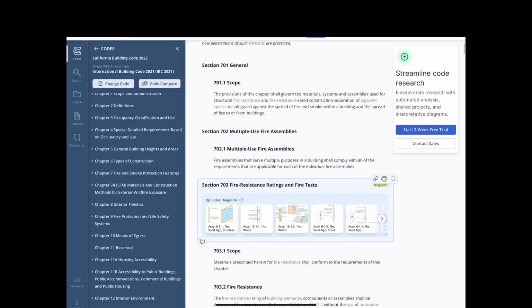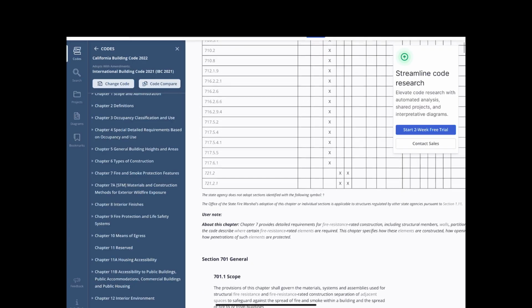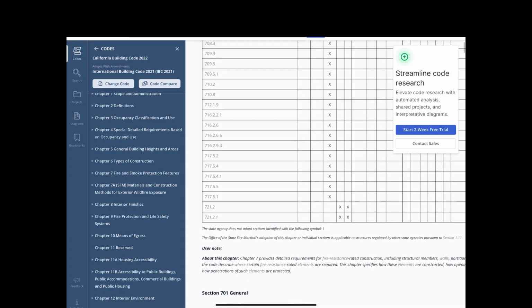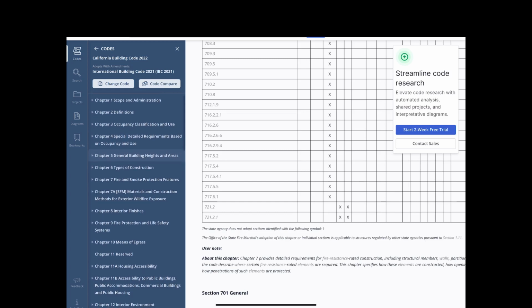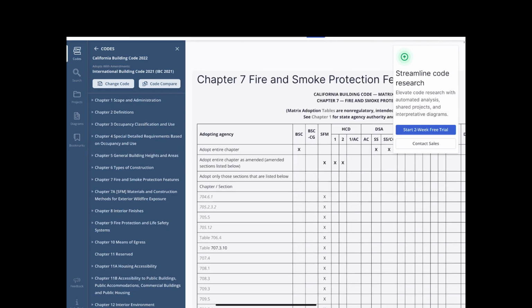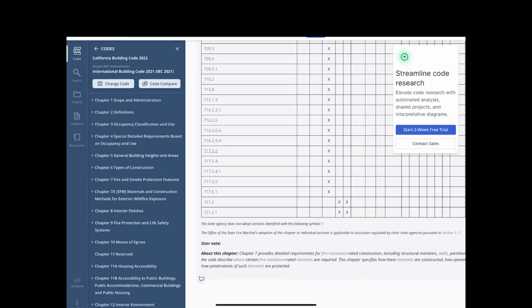I'm not affiliated with Upcodes, but I'm just using their free version here, which is why there's this start 2-week free trial on the screen. But you can just ignore that for now. If you're interested, then I'd recommend that you check it out. I'm accessing the code here for free on their website. It just means that you're not going to be able to see any diagrams or images that come with the paid version. But other than that, you can search for the CBC, the IBC, or any other type of code that's listed on this website.